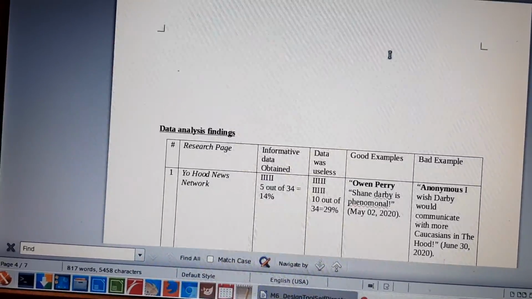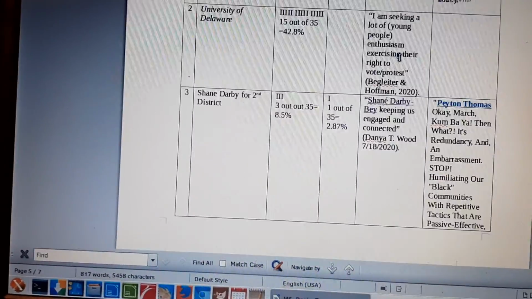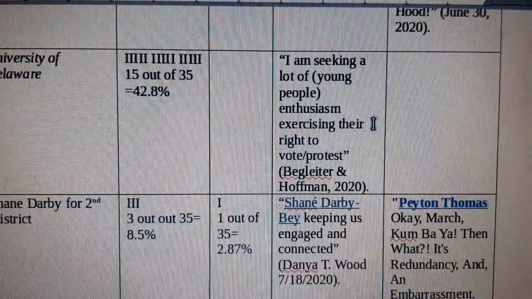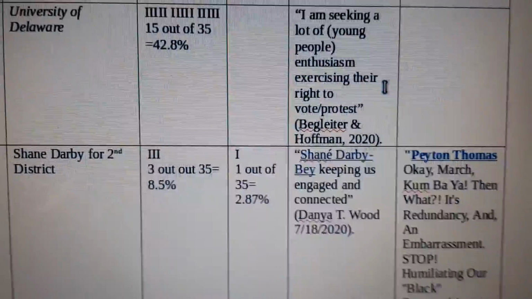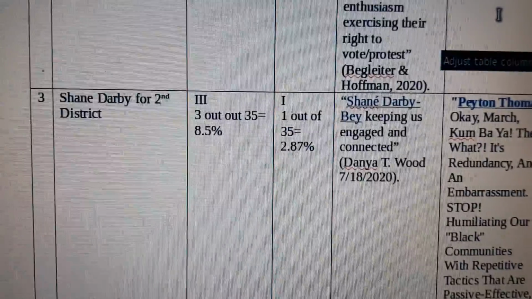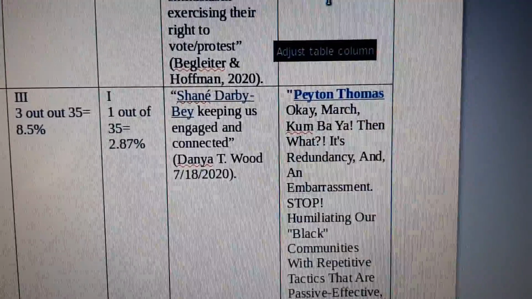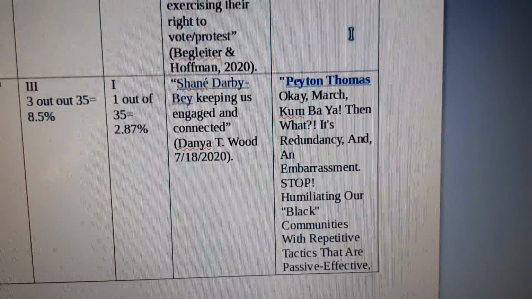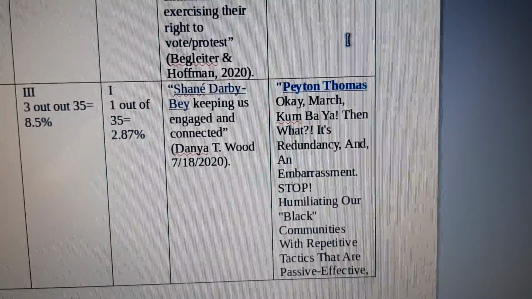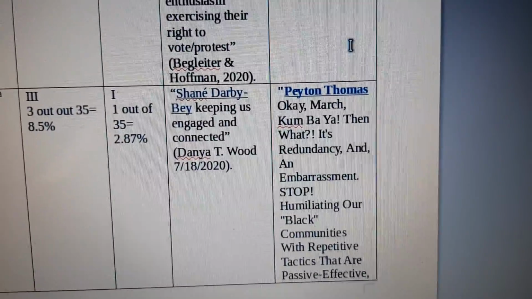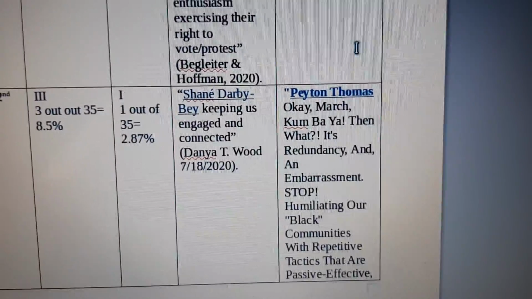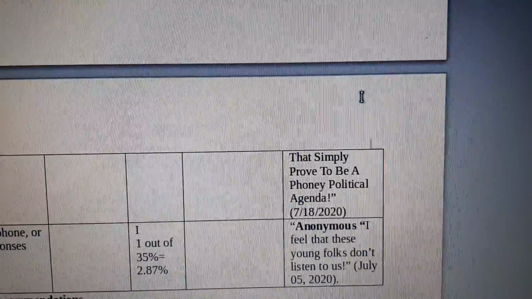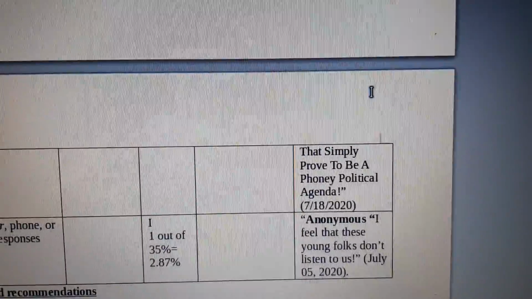Because when I went to try to attach it sometimes, and one excellent quote is here by Mr. Peyton Thomas. And he said, I am seeking a lot. That is Dr. Hoffman's. Let me see if I can get it. Peyton Thomas. What he's saying is, okay, March, kumbaya. Then what? It's redundancy and embarrassment. Stop humiliating our black communities with repetitive tactics that are passive effective. And what he's saying there is simply to prove to be a phony political agenda.